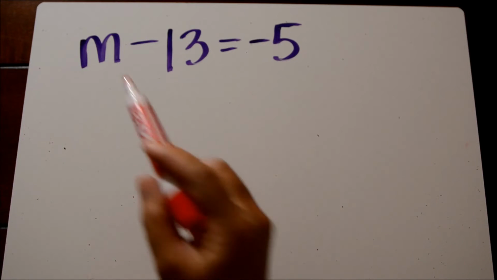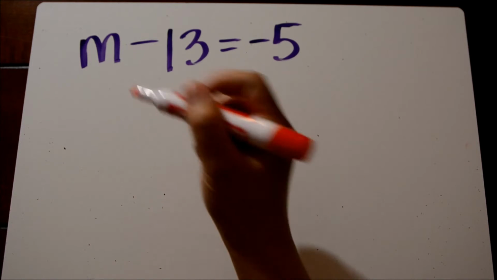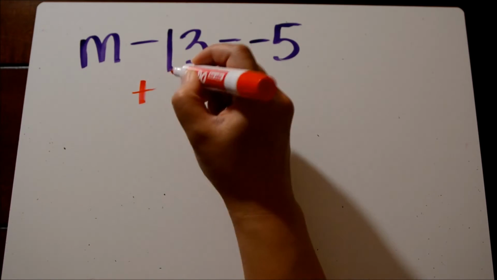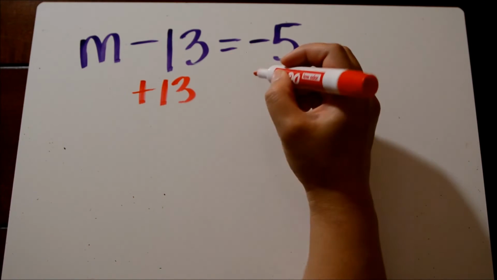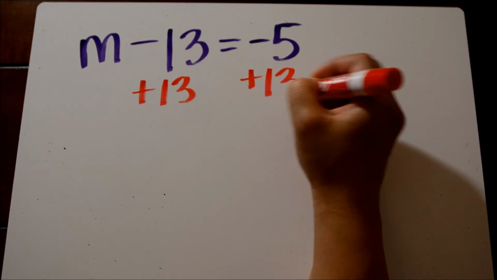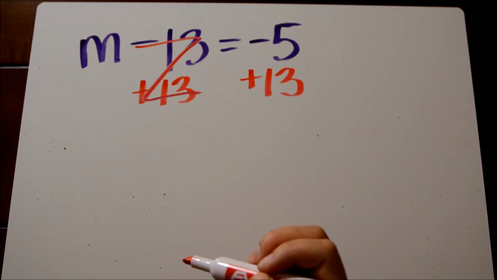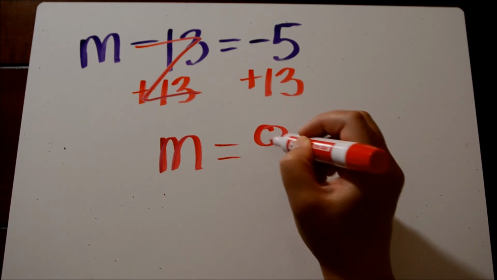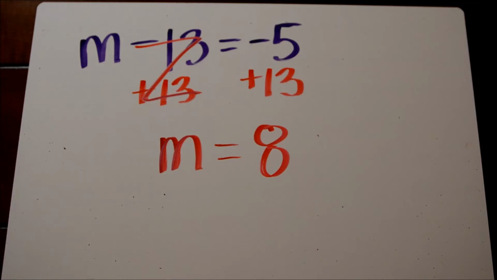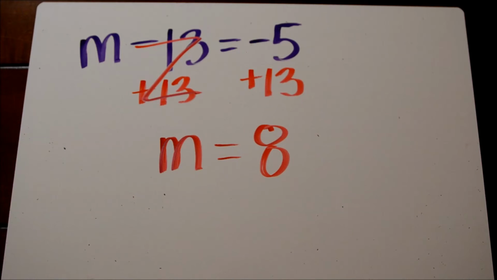We know that a number subtracted by 13 will equal negative 5. We could apply the inverse operation, which is addition. We're going to add 13 here. Whatever we do to one side, we have to do to the other side. And negative 13 plus 13 zeroes out. We're left with m is equal to 8. And if we want to check our answer, we would substitute it back in for m. 8 minus 13 does equal negative 5.